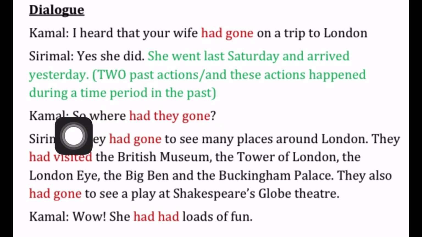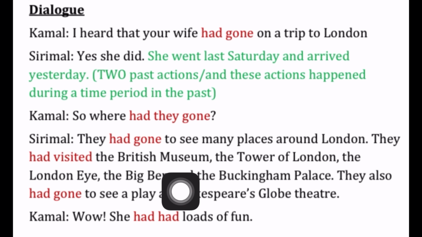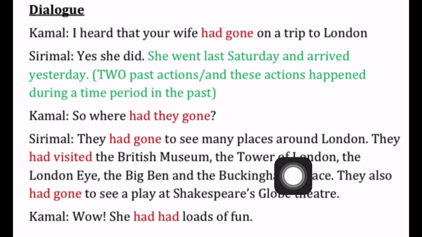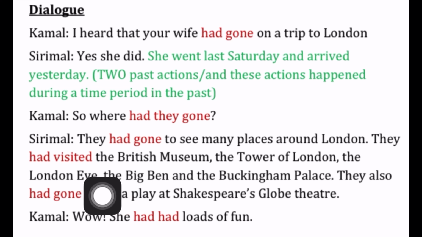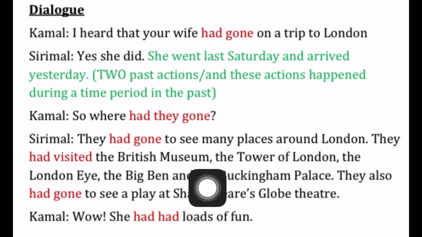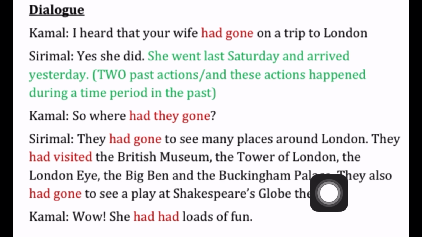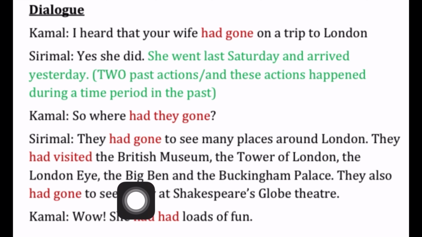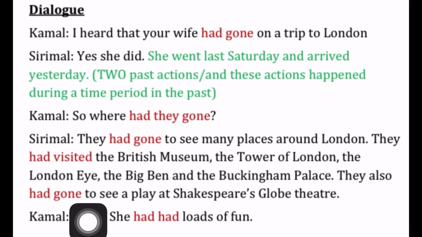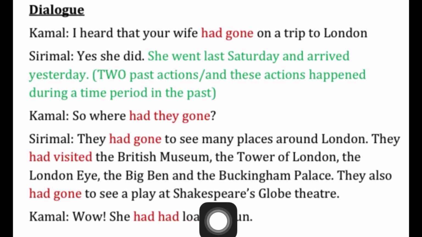Right, now let's go on to the next part. So, where had they gone? Sirimal says, they had gone to see many places around London. They had visited the British Museum, the Tower of London, the London Eye, the Big Ben, and the Buckingham Palace. They also had gone to see a play at Shakespeare's Globe Theatre.